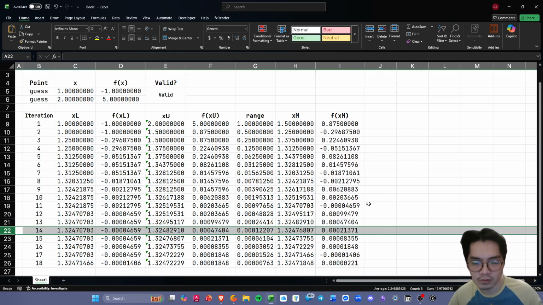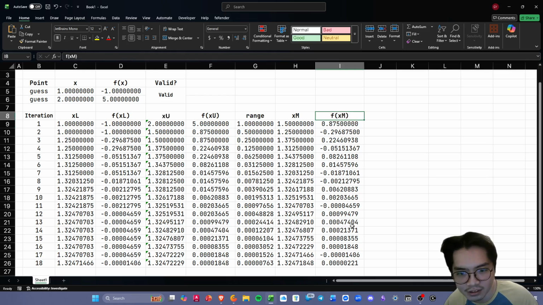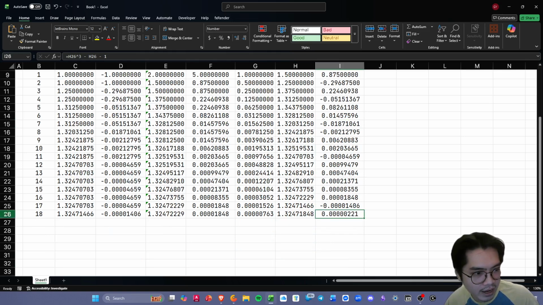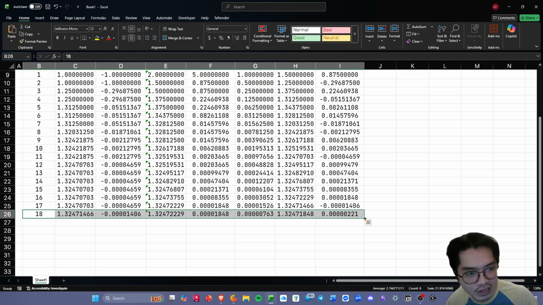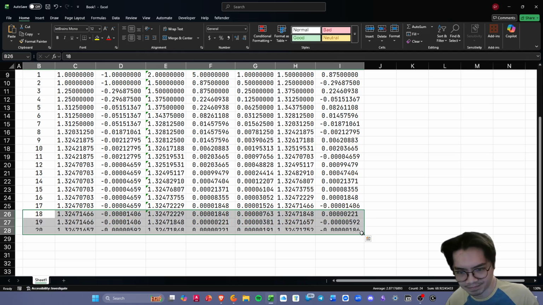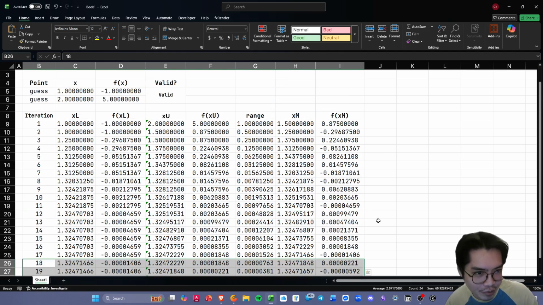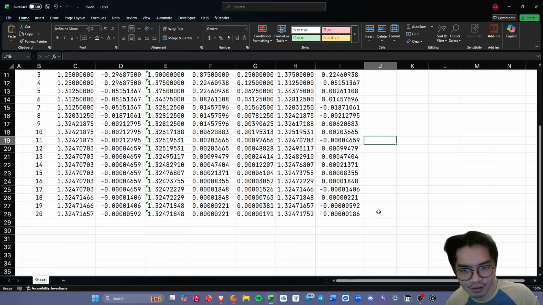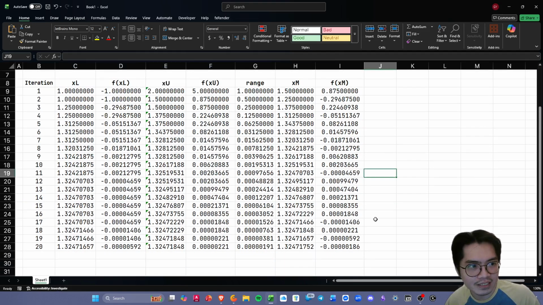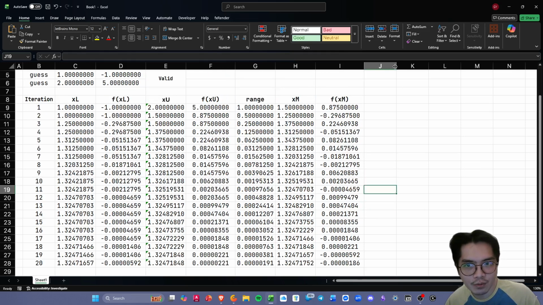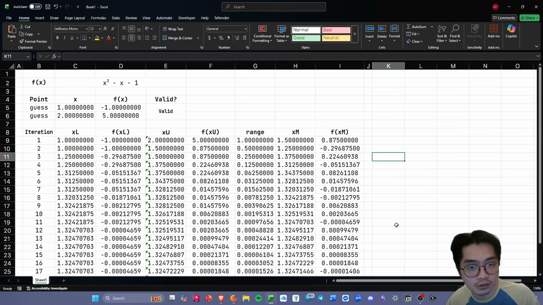Now you will see in here your f of xm as well gets closer and closer to 0, right? Look at this. At iteration 18, it's approaching 1 times 10 raised to negative 6, which is pretty great. I mean, it's not great considering the other methods that are going to come after, but this is our bisection method. If you guys have questions about this, let me know.